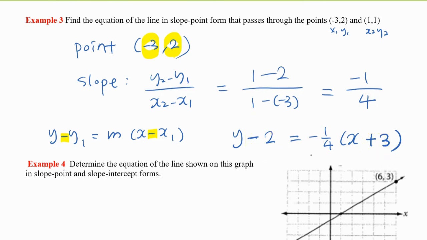Or, everyone, if you use this other point, then that will be y minus 1 equals negative 1 over 4 x minus 1. So you can just choose either equation. Both are right answers. Alright?